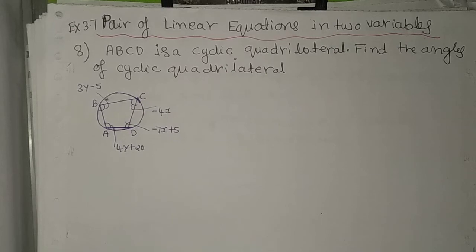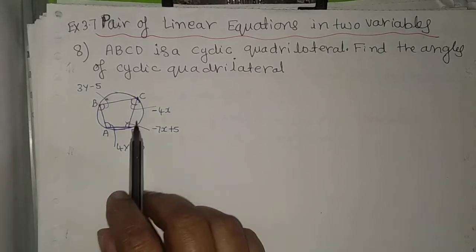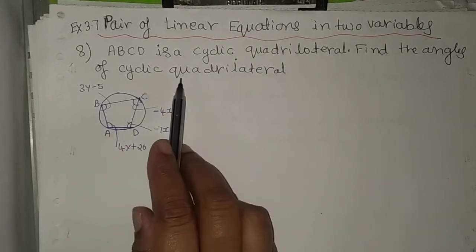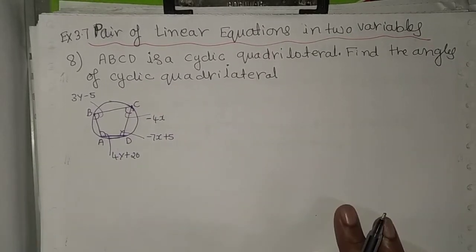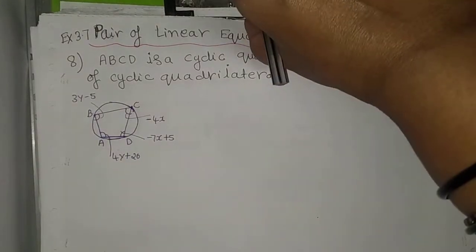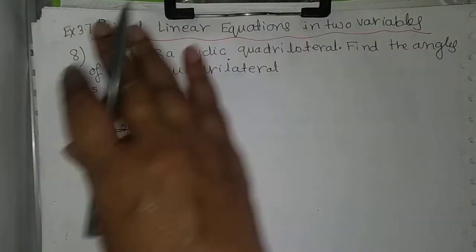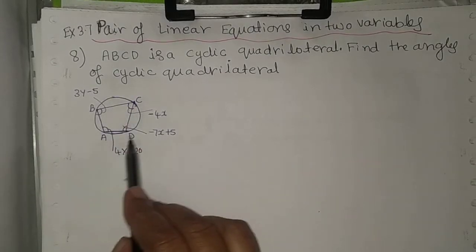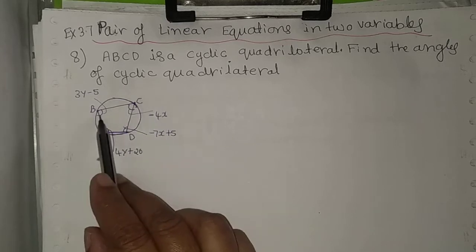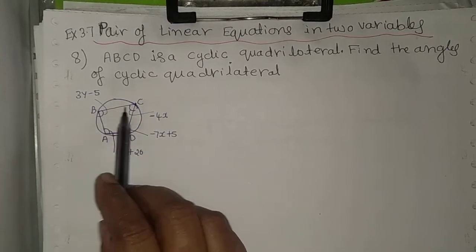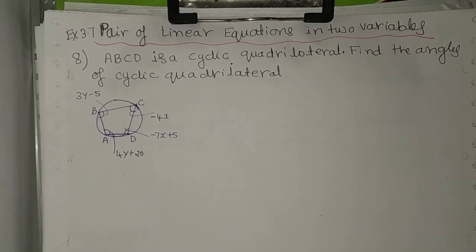Hello students, in this class we continue the chapter Pair of Linear Equations in Two Variables, exercise 3.7, last problem, that is the 8th problem. Here in this problem, ABCD is a cyclic quadrilateral, the quadrilateral inside the circle, and we have to find the angles of the cyclic quadrilateral.